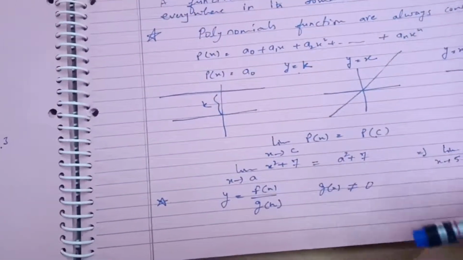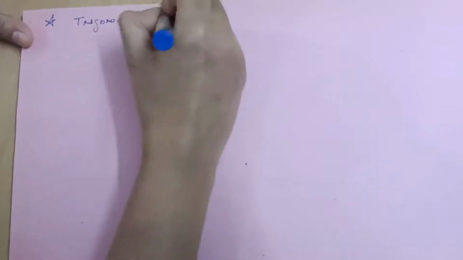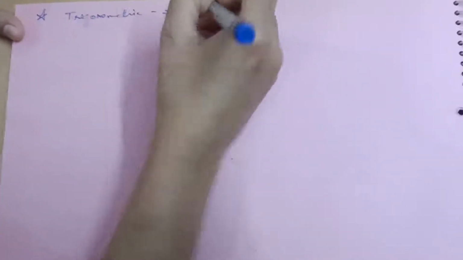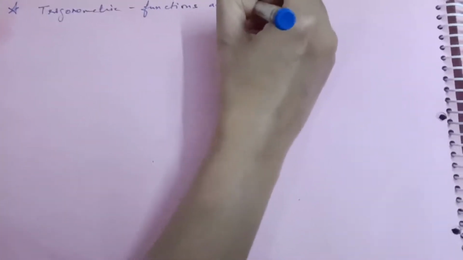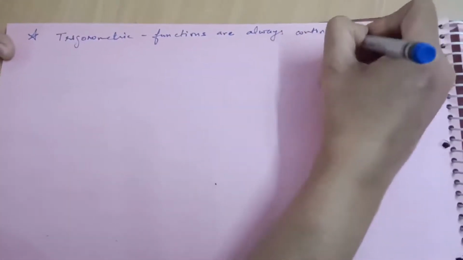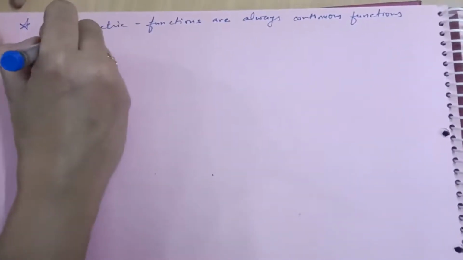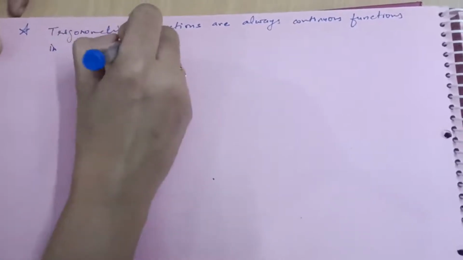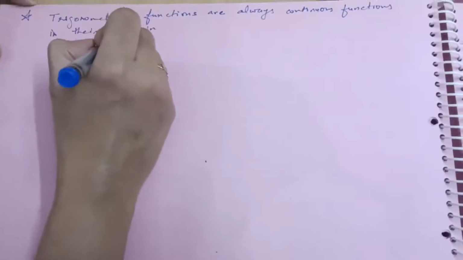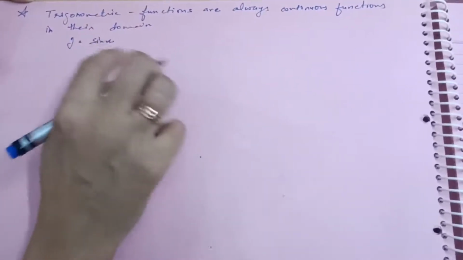Okay, now same way the third point is trigonometric functions. Trigonometric functions are always continuous functions in their domain. In their domain means that if you say y equals sin x, it is a continuous function in R.